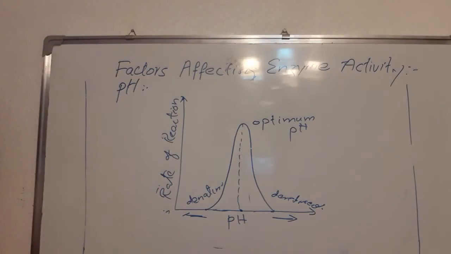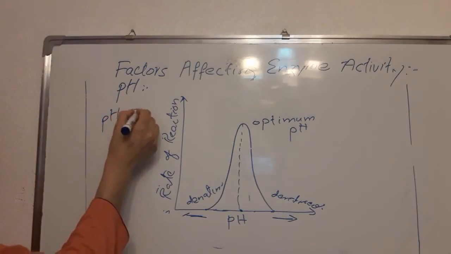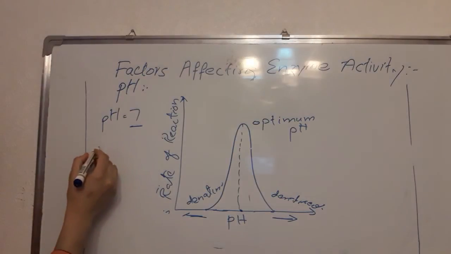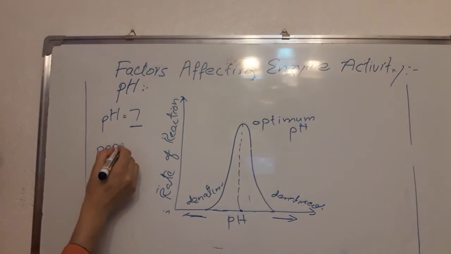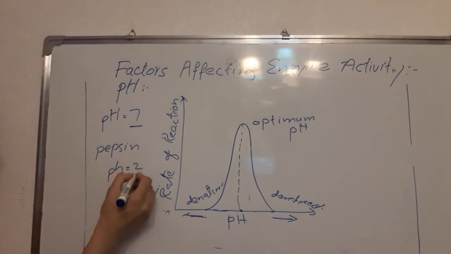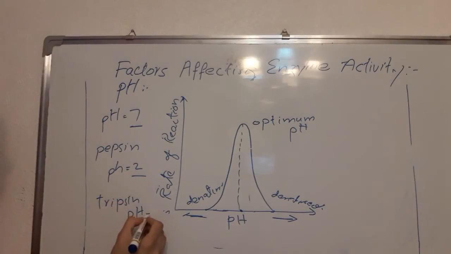Most of the human enzymes work at pH 7. This is the neutral pH. There are some exceptions, for example, pepsin. It works best at pH 2, that is acidic. There is another example, trypsin. This works best at pH 8. This is slightly alkaline.